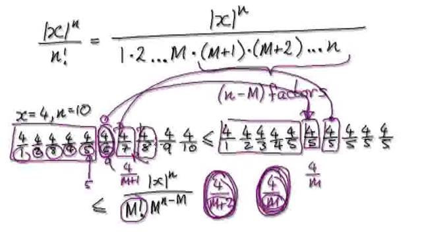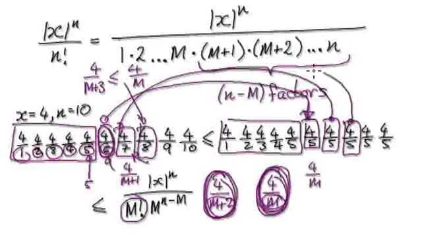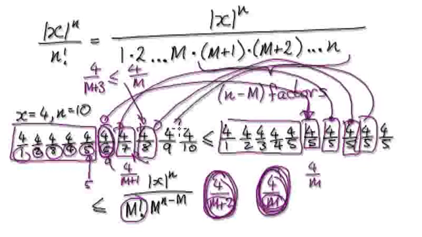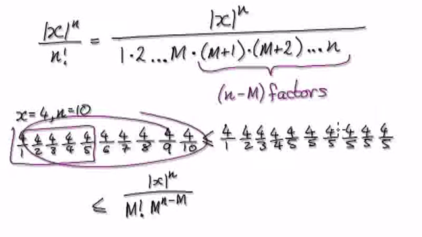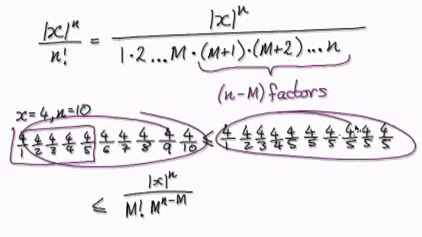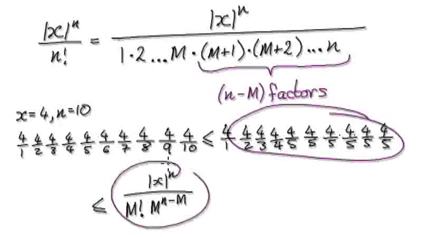If you look at this one here, 4 over 8 is really m plus 3. That's got to be less than or equal to 4 over m. So this fraction here will always be bigger or equal to this fraction here, and this one here will always be bigger than this fraction here, and so on. So this whole thing here would be less than or equal to this whole thing here, which is in fact this thing here.